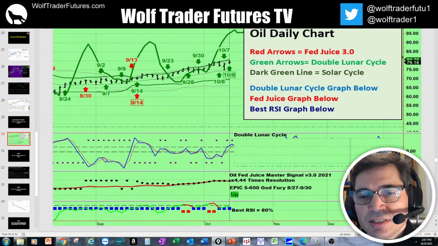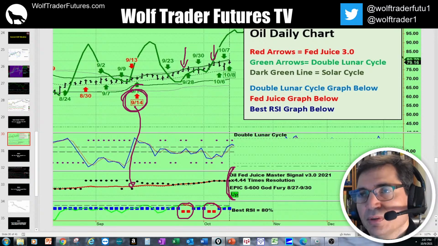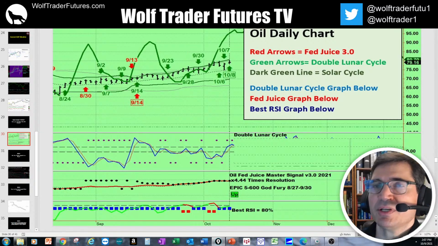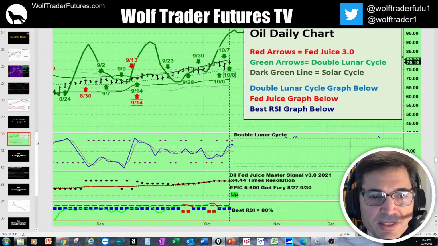Down here is the double lunar cycle in terms of the analog. And then the Fed juice is down here. This is the actual Fed juice here, that corresponds to this red arrow here. And then this is the best RSI pressure here. So when this hits certain levels, that gives you short-term buy and sell pressure. Okay, so that's just an example. But the Fed juice has been picking this up very nicely. This is in the energy newsletter. I just picked this chart because it's looking very nice right now.